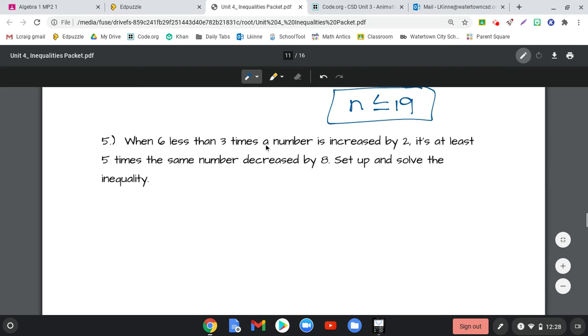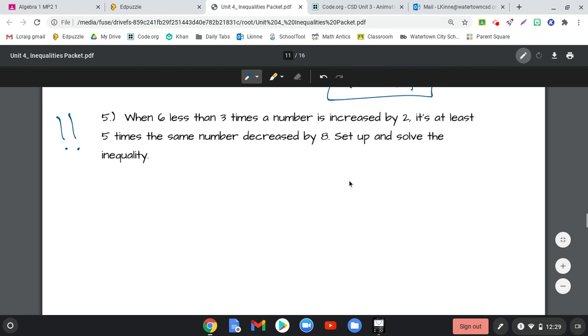When 6 less than 3 times the number is increased by 2, it's at least 5 times the same number decreased by 8. Whoa. Okay. Let's think about this for a second. First of all, does it tell us a number? No. So why don't we just use x? So let x equal the number.